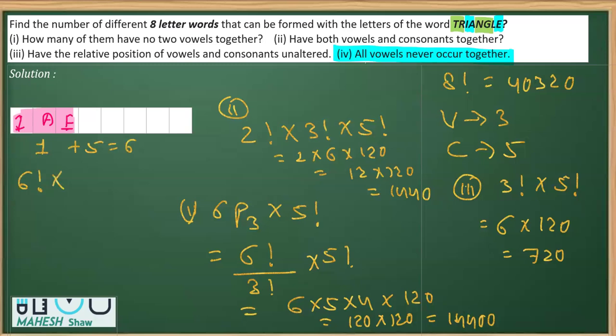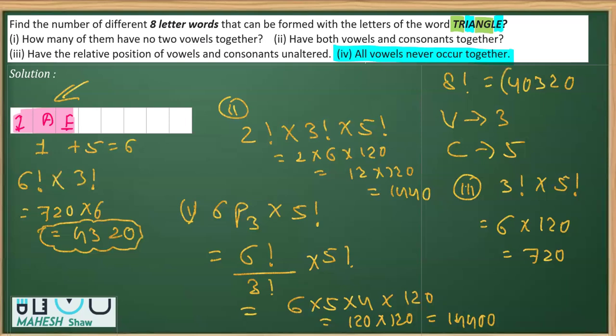Now I'm taking the case when all vowels are together. This is 6 factorial. Further, these 3 vowels can swap each other's places in 3 factorial ways. So it is 720 into 6, which is 4320.